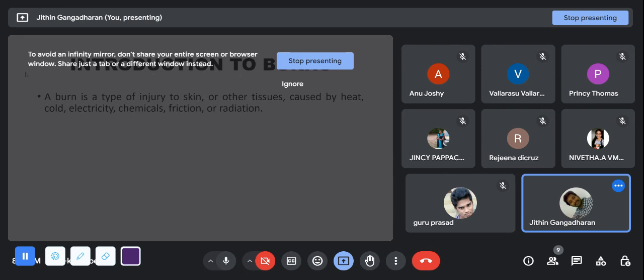Burns can be caused by heat. It's not only heat, but also cold substances, electrical sources, chemical substances, friction, and radiation. All these things cause burns. Clear?